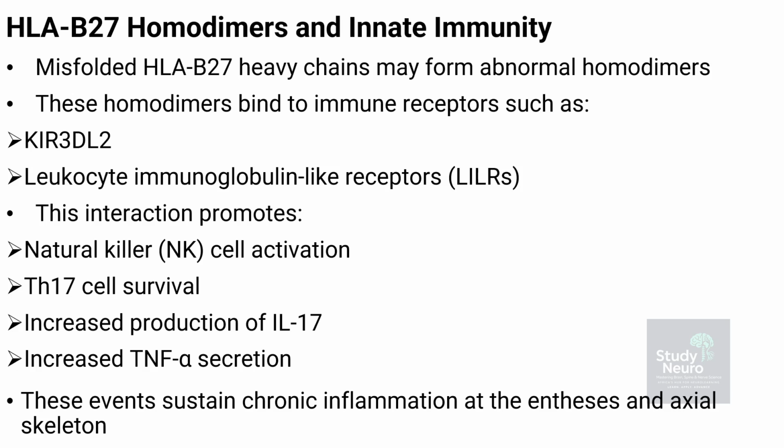These interactions stimulate natural killer cells, support the survival of T helper 17 cells, and increase the production of interleukin 17 and tumor necrosis factor alpha, two cytokines that play major roles in inflammation. As a result, immune activation persists at the entheses and throughout the axial skeleton, helping to sustain the chronic inflammatory process that characterizes ankylosing spondylitis.